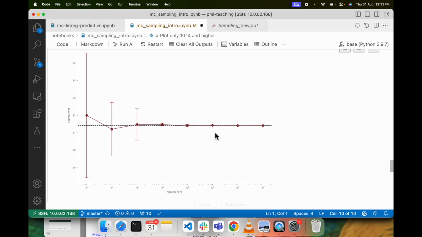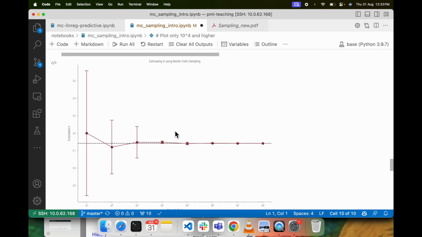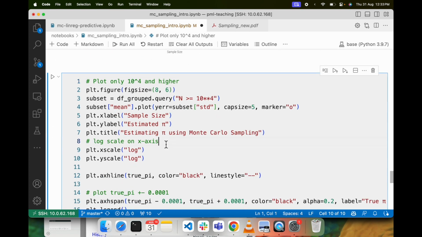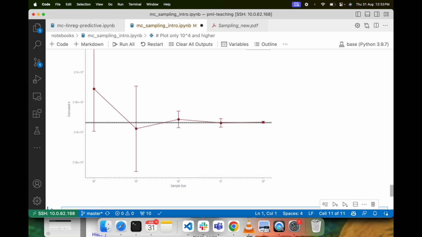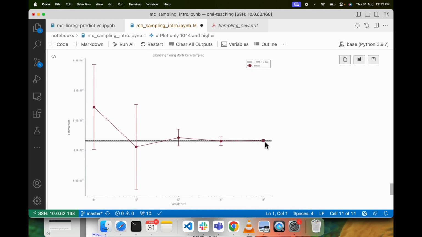Yes, excellent. So then what I did was, I only plotted 10 to the power 4 and higher numbers for the number of samples, and I put the y axis also in the log scale. And if we do that, now can you see that, and I've plotted this true pi plus minus 0.0001, right? And you can see that even for 10 to the power 8 samples, we are roughly on that order, on 0.0001 error that we're making, right?